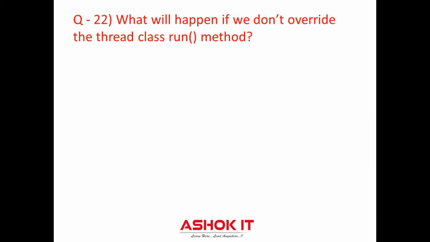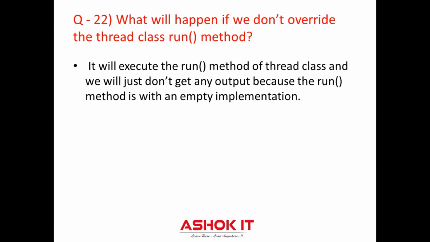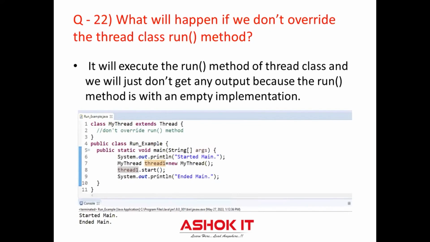Question number 22. What will happen if you don't override the Thread class run method? Nothing will happen as such. The compiler will not show any error. It will execute the run method of the Thread class, and we just won't get any output because the run method has an empty implementation. You can see in this diagram. Observe this program: the run method will execute with an empty implementation.